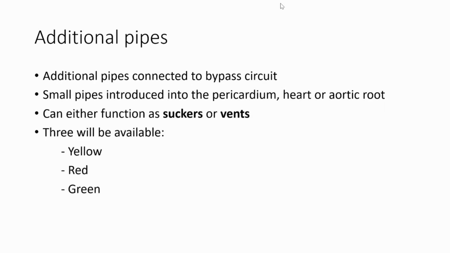They're the yellow, red, and green pipes. And these can be used either as suckers or vents. And there's a difference between a sucker and a vent. Not in terms of the physical act, it's the same thing. It's a pipe in a place sucking blood. But the difference is in how the surgeon is choosing to use that pipe at that time.